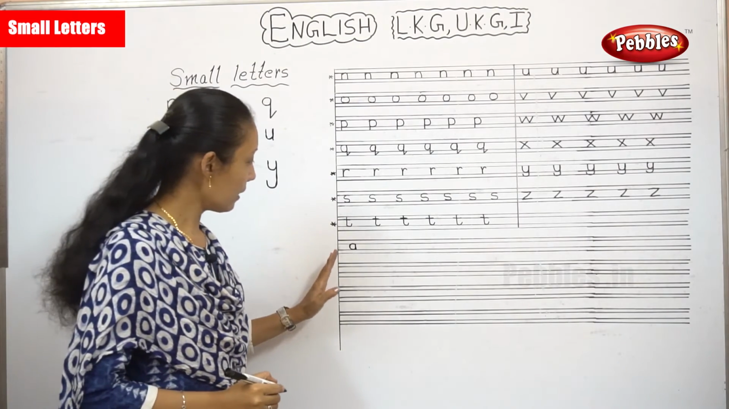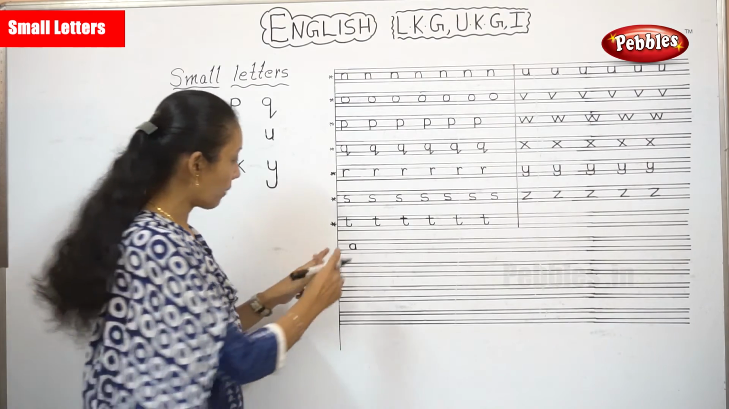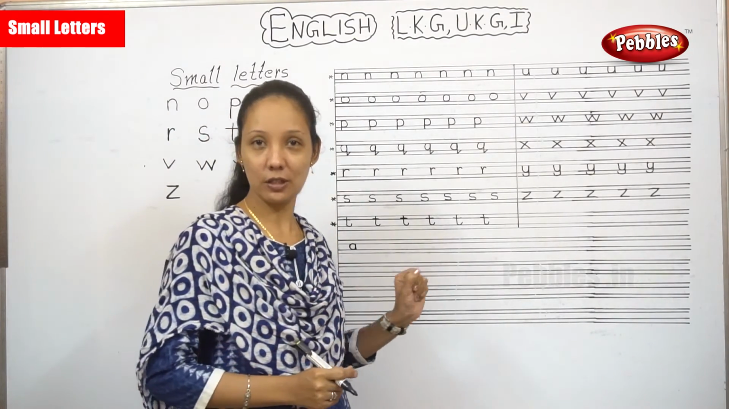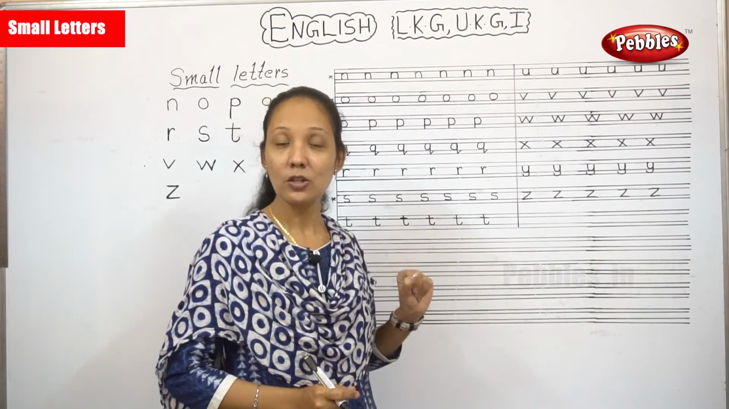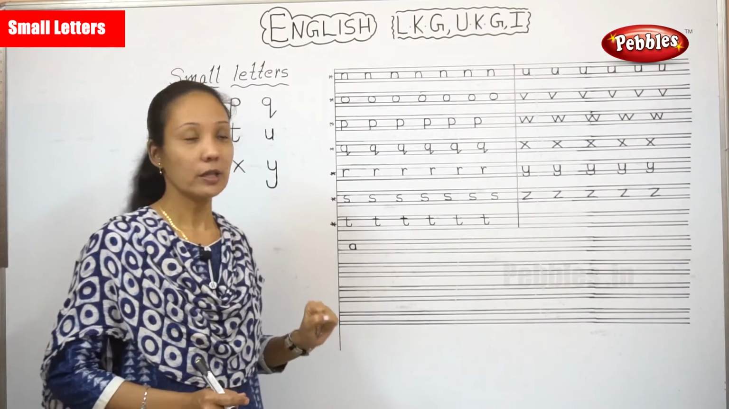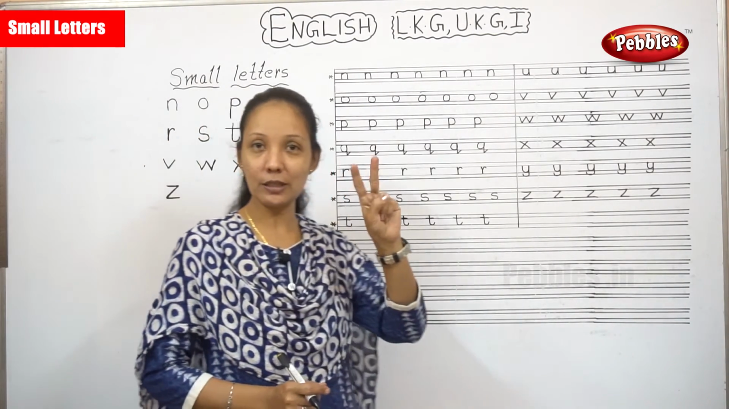Now after A, what's your next alphabet? Yes, B. Now when you write your next alphabet, you need to leave some space, isn't it, children? You need to leave some space after A. So shall we leave some space and then write your B? So we will use a 2-finger space. Yes, you have your fingers, isn't it, children?